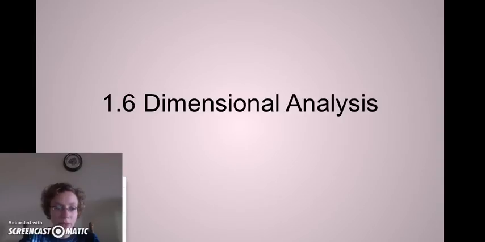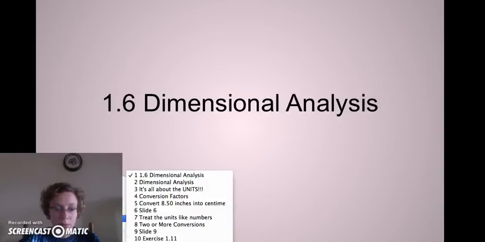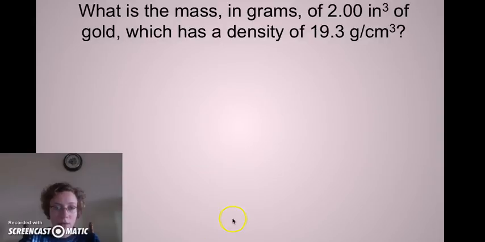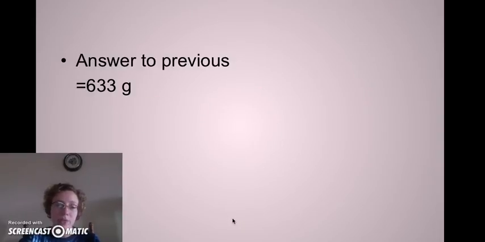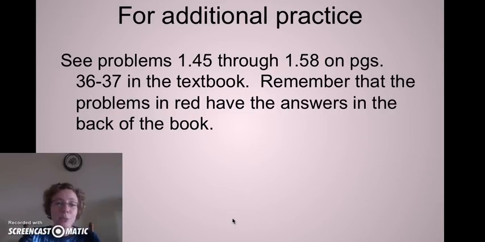Okay, so let's try that again. Go back down to my slide that I need. Okay, that was our math. Our answer would be 633 grams, which is what we said. Hooray!